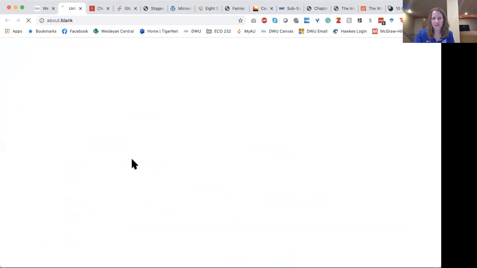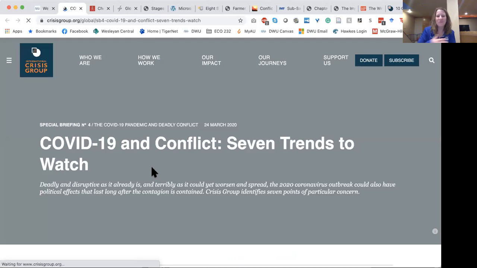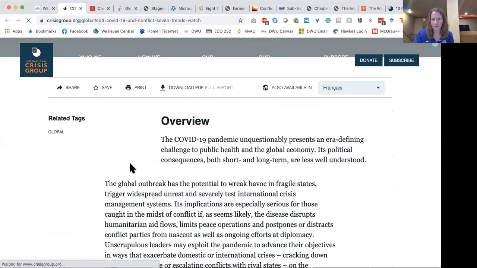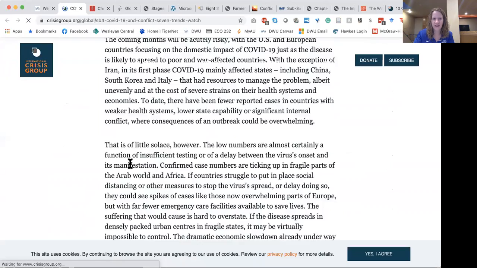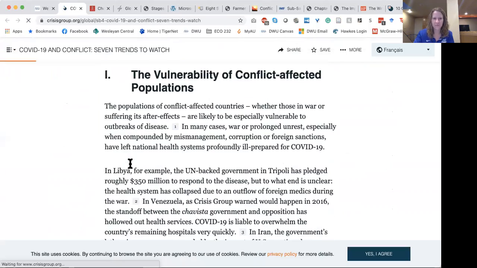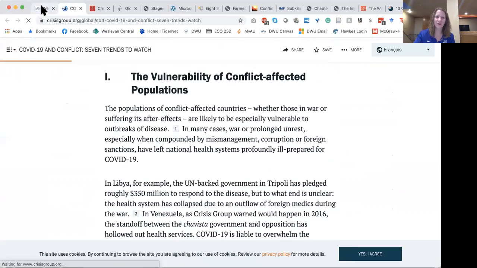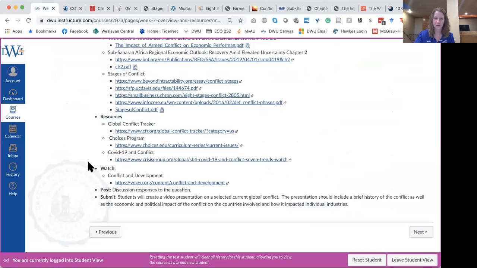And then we've got COVID-19 and conflict, because I couldn't give you guys conflict without looking at COVID-19. So here's the International Crisis Group, and they give you 7 trends to watch. So go ahead and look through those, and if you want to use COVID-19 with your conflict for your group project this week, you do not have to. It's just a resource for you if your group chooses to.